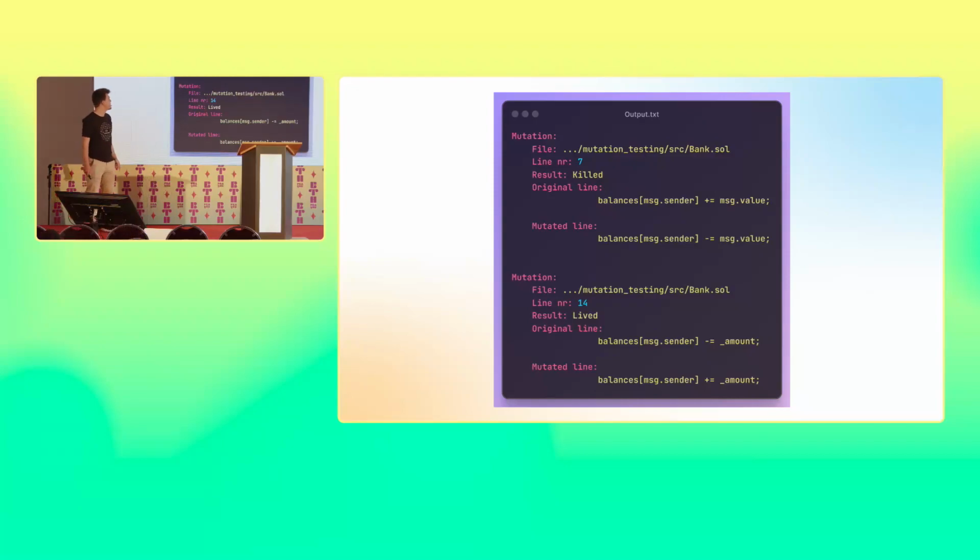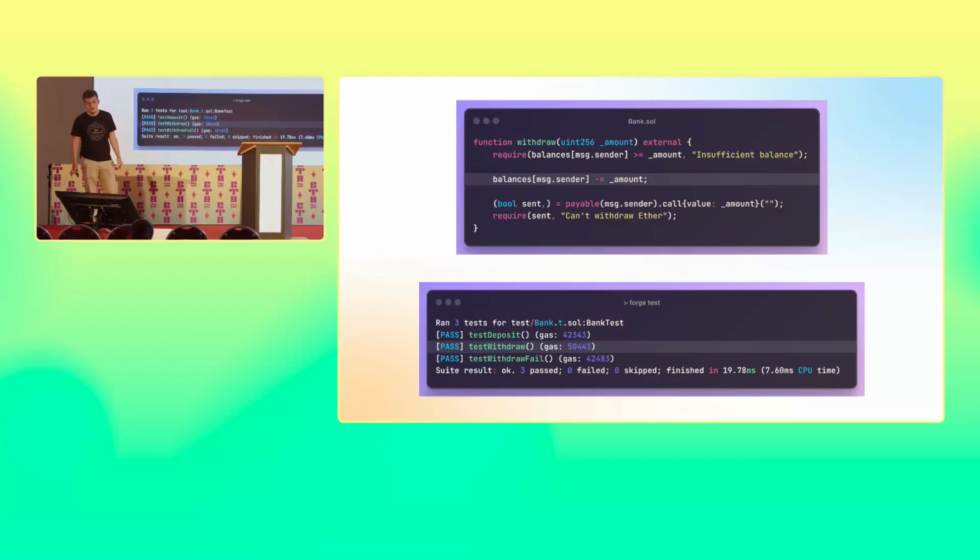But this is the most interesting one. We have the one that lived, the one that survived. In the withdraw function, we went from subtracting from the balance when withdrawing to adding to our balance. And somehow our tests did not detect this, and this mutation survived, right? So this is concerning. We should take a look into this. If we go to our contract, we can see that's the line that was mutated. We turned it into a minus equals. And if we do it manually and run the tests, they still all pass, right? So something's up there.